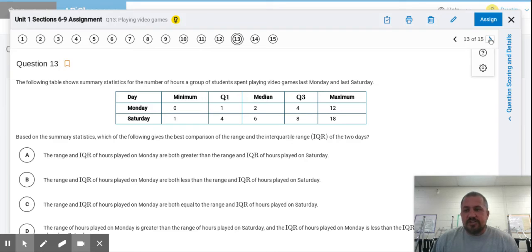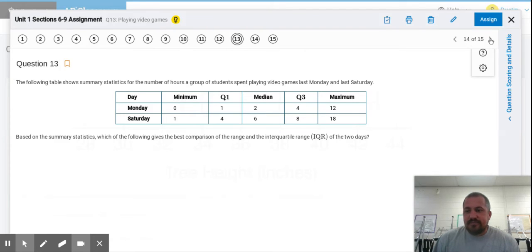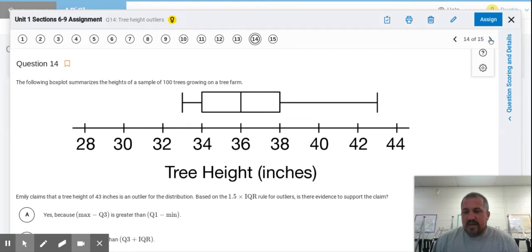We go to question number 14, and it is a box plot, and it says Emily claims that a tree that is 43 inches is an outlier. So do Q3 minus Q1 and then multiply that by 1.5 and add that to Q3, then you will get your upper fence, and then you can tell if 43 is past your upper fence or not. If it is past it, remember it would be an outlier. If it's not, then it is okay.